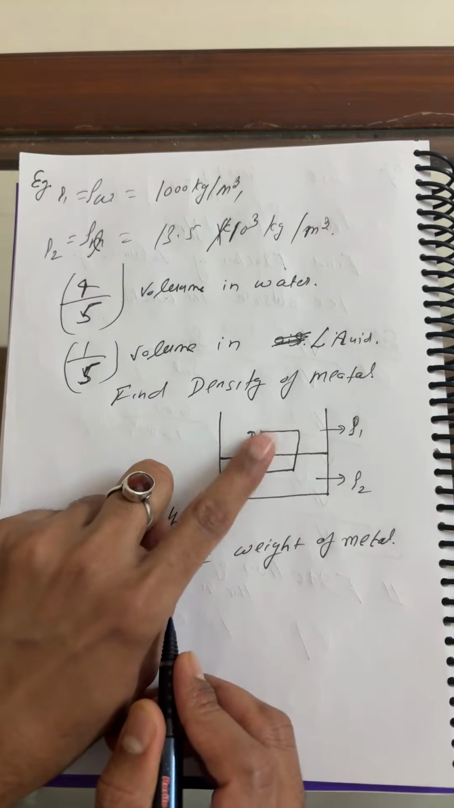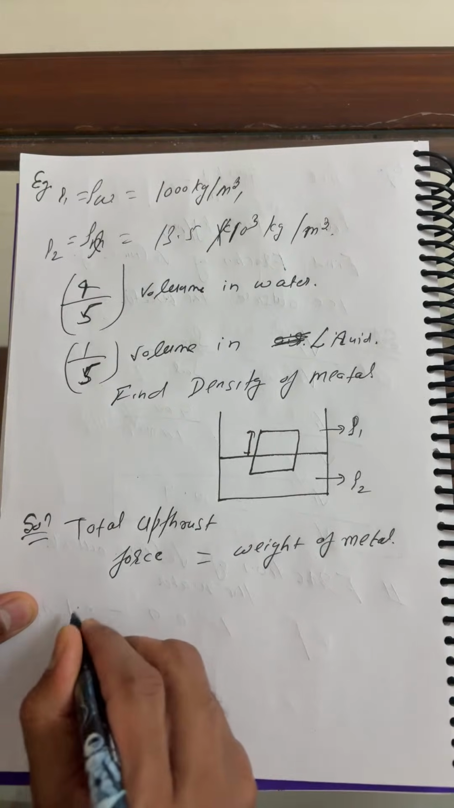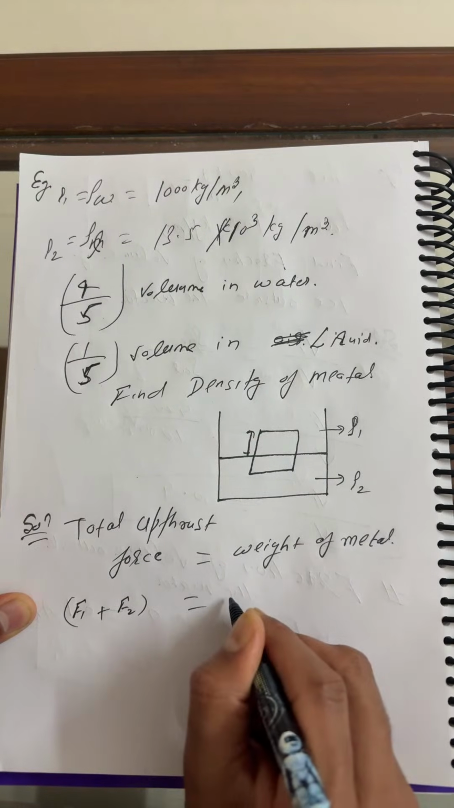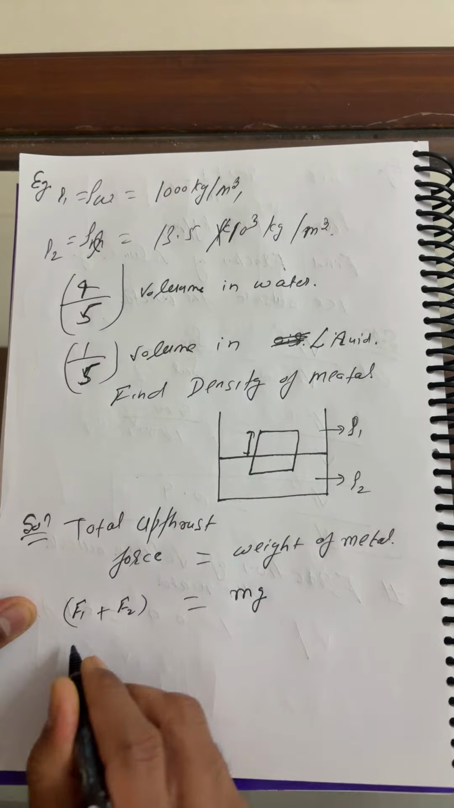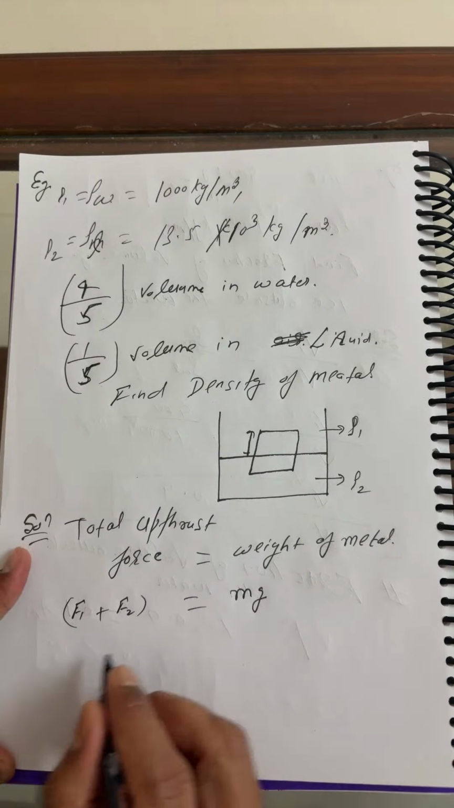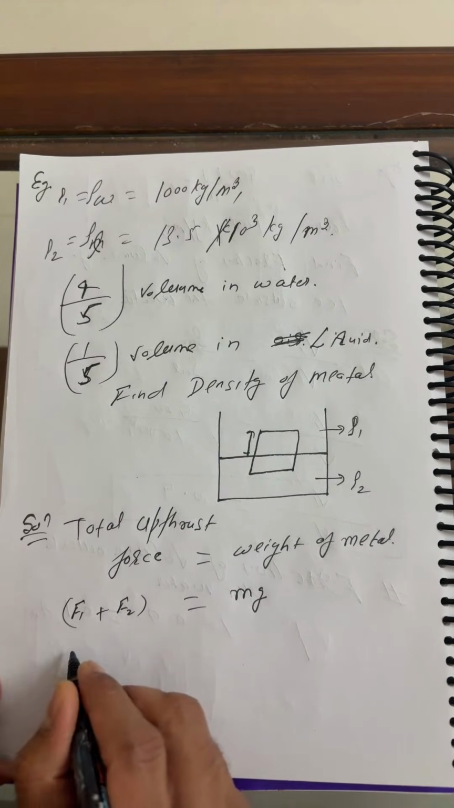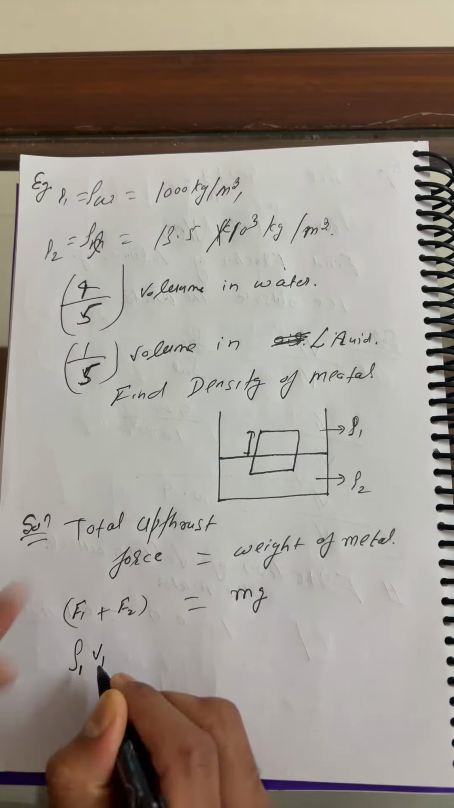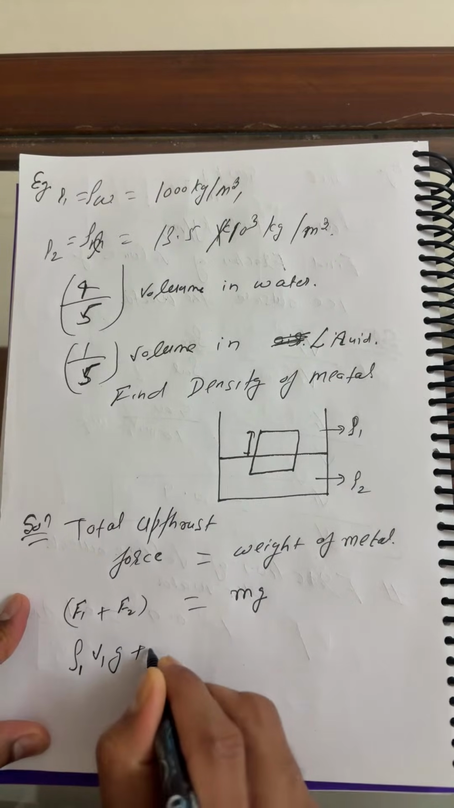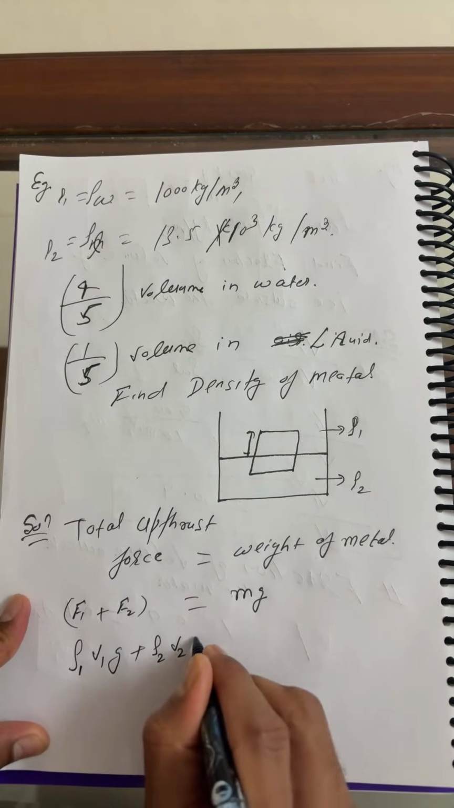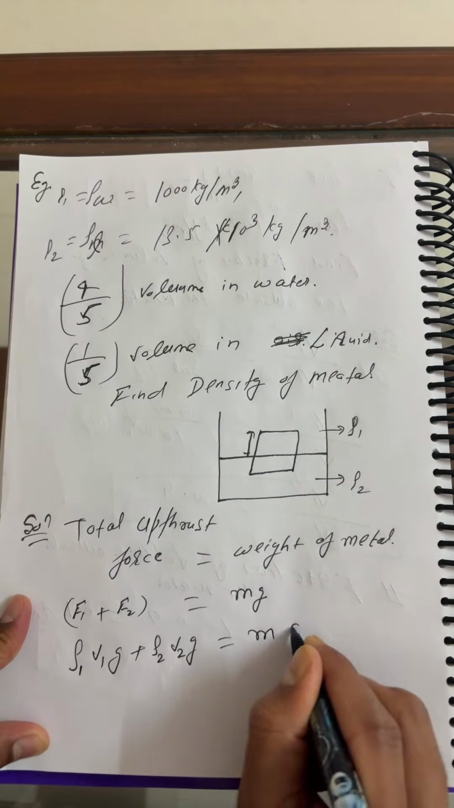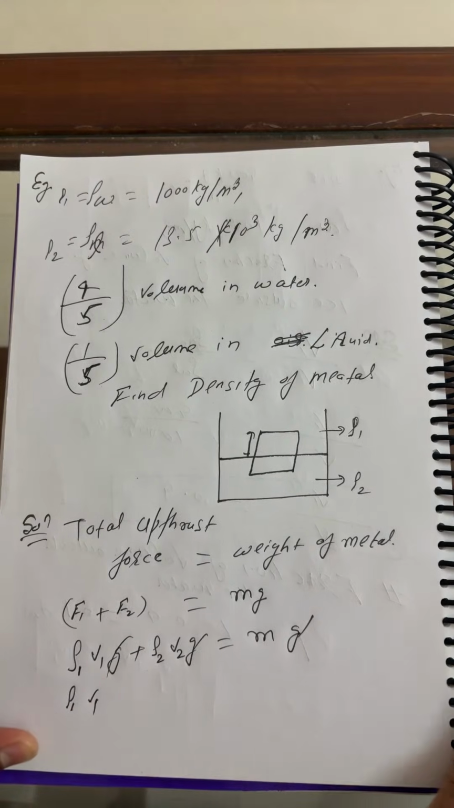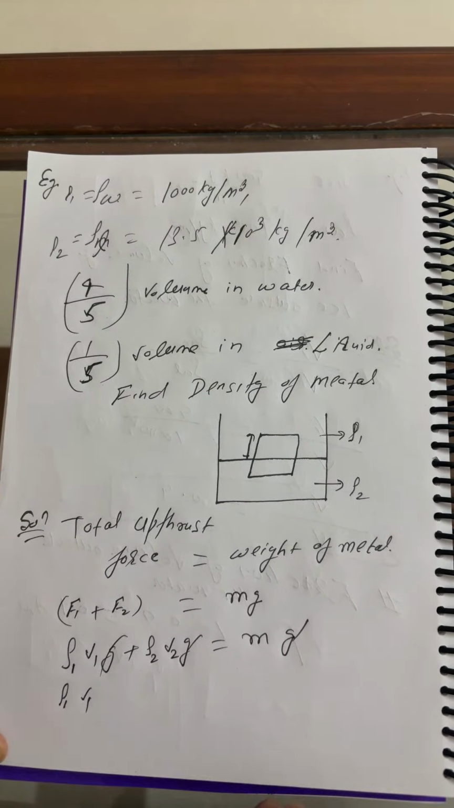The upthrust is F1 plus F2. It's nothing but mg. F1 is rho g V; the density mentioned here is 1000. So rho 1 V1 g plus rho 2 V2 g is equal to mg. Finished. So rho 1 V1, rho 1 V1.